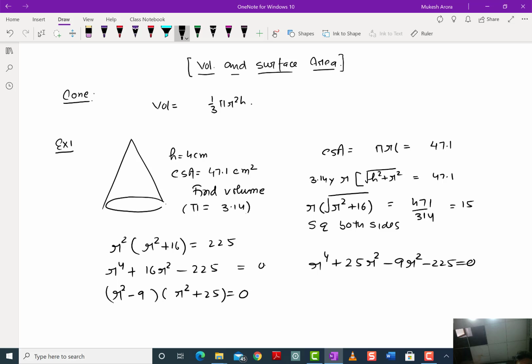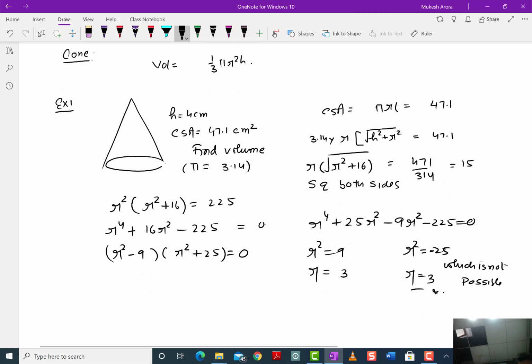is equal to 0. These are the factors. So r square is equal to 9, r is equal to 3 because it cannot be minus. R square is equal to minus 25, which is not possible, therefore value of r will be 3.